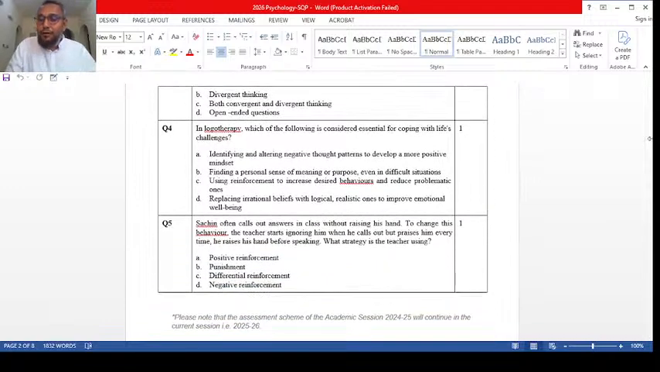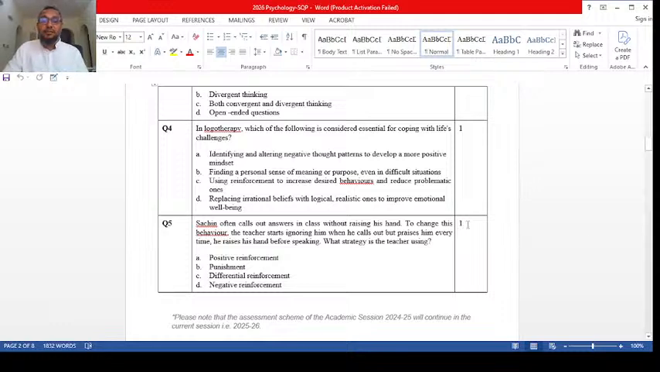Fourth one. In logotherapy, which of the following is considered essential for coping with life's challenges? Identifying and altering negative thought patterns? No, there is no negative thought. Finding a personal sense of meaning or purpose even in difficult situations. Fourth one, option B. The main aim of logotherapy is to find meaning even in dire circumstances.